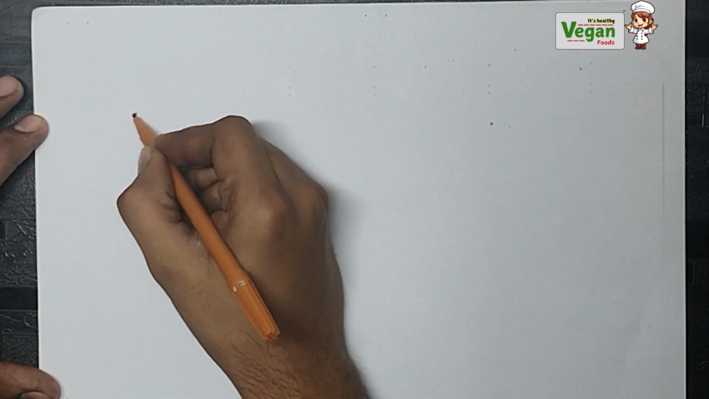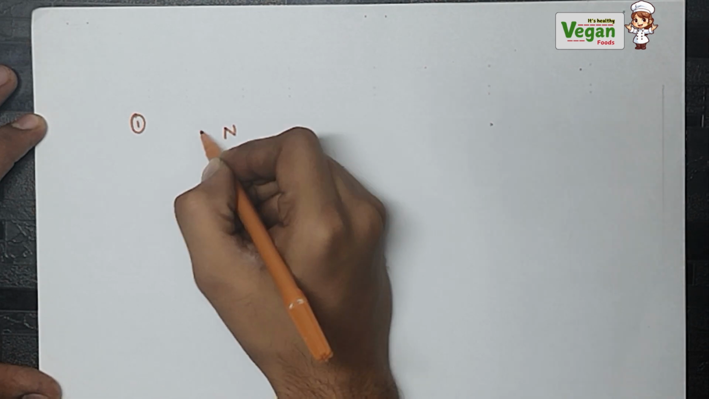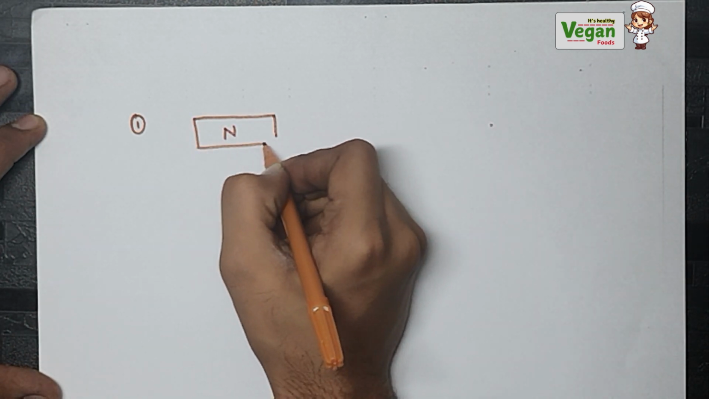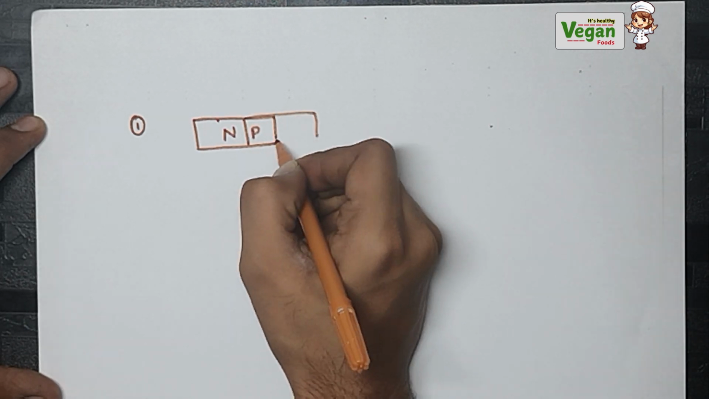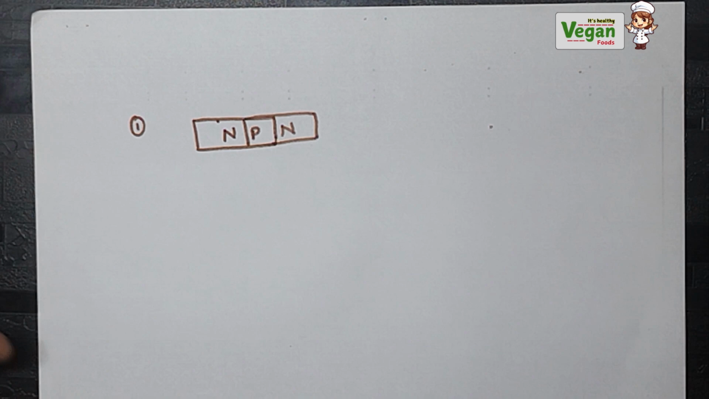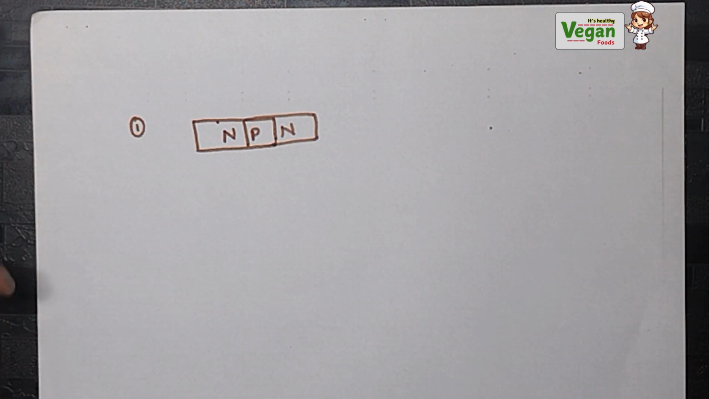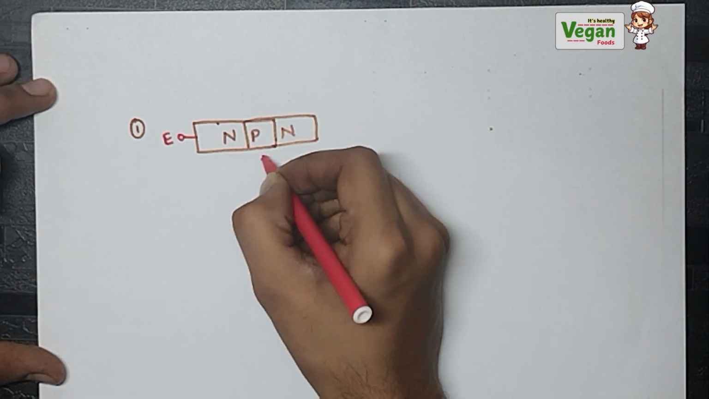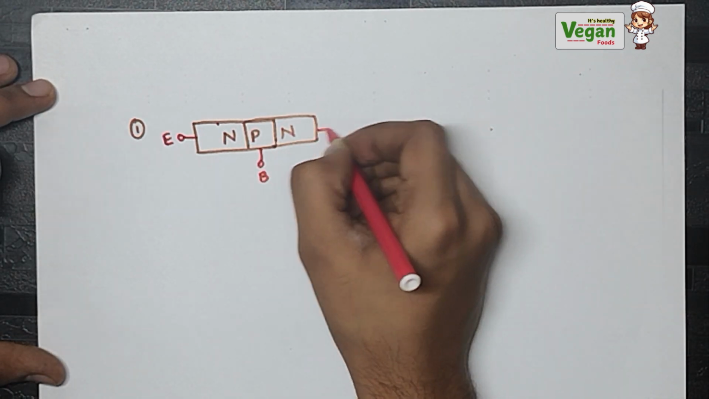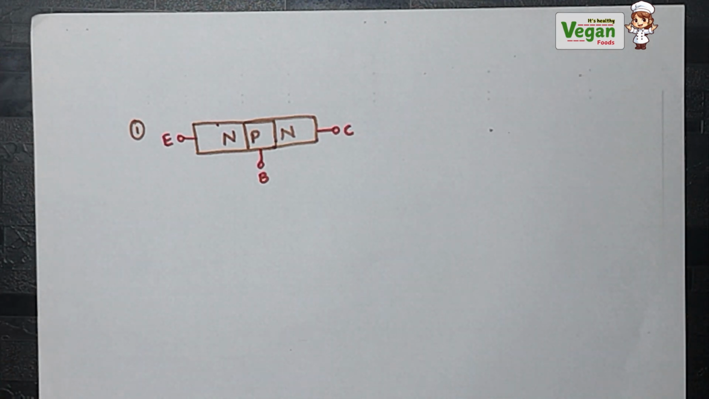Now let's discuss how NPN and PNP junctions will work. So first one is NPN. In NPN, P will be doped in between 2 N's. That is, a P type semiconductor is doped in between 2 N type semiconductors. So here the 3 terminals will be connected to them. The 3 terminals are, first one is the emitter terminal, second one is the base terminal, third one is the collector terminal.